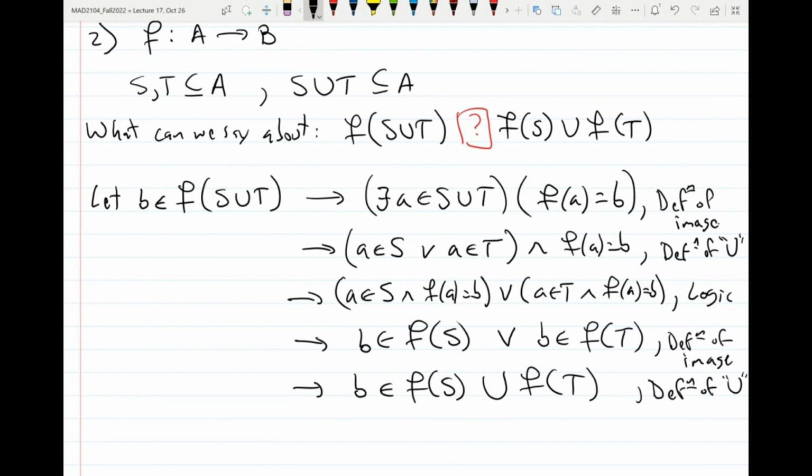To prove the other direction would be to start with an element on the right and show that it's on the left. So, this bottom line. Suppose that we start with B in here. Does that mean then that B is in either the image of S or the image of T? Well, yes, that's the definition of union. So, this naturally can be reversed. Now, can we then deduce the next line? Okay, if B is here, that means that there's an A in S, so when I do f of A it is equal to B. Yes?